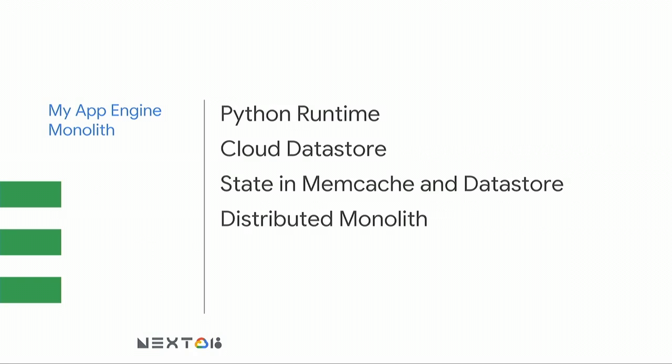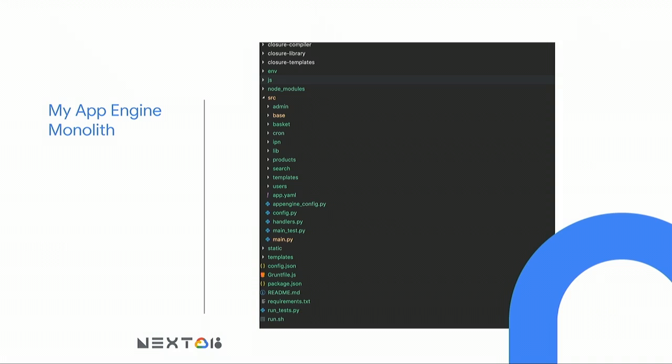But it was running on App Engine. It was a small monolith, right? We're using Datastore. State was in memcache and Datastore. It was a distributed monolith. It wasn't terrible. Code base, quite small. No surprises there. Oh, you can see how old it is. If any front-end developers out there, can you spot something which takes us back? There's a nice Grunt file in there that really takes us back. If you're not a front-end dev, you probably don't care.